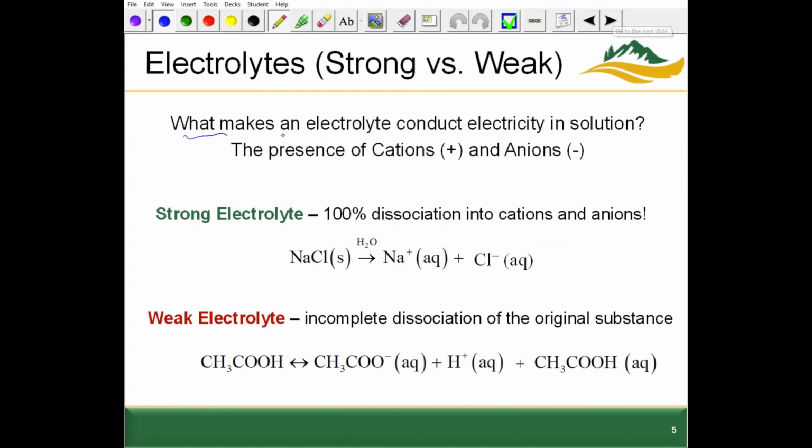What makes an electrolyte conduct electricity in solution? It's the presence of cations and anions that we've seen throughout this semester of content. In chapter 1, chapter 2, and chapter 3, we have looked a lot at cations and anions. The presence of cations that are positively charged and anions that are negatively charged is what allows the electrolyte solution to conduct electricity.